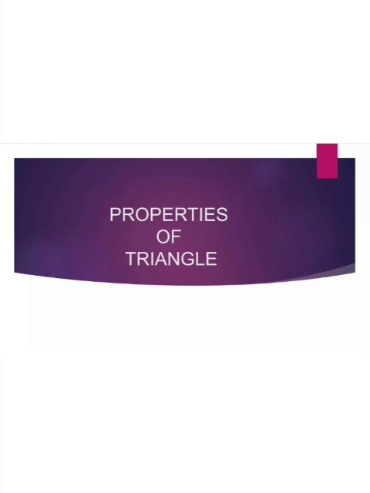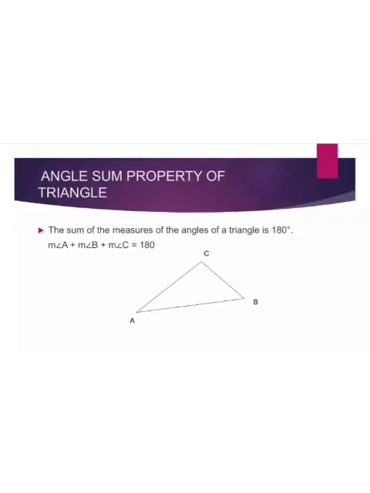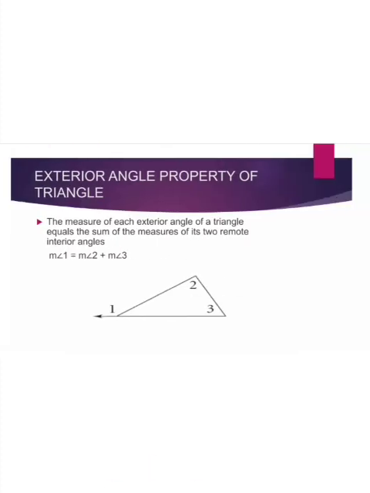Properties of triangle. Angle sum property of triangle. The sum of the measures of the angles of a triangle is 180 degrees. So measure of angle A plus measure of angle B plus measure of angle C is equal to 180 degrees. Whichever angles you add, that is 180 degrees.